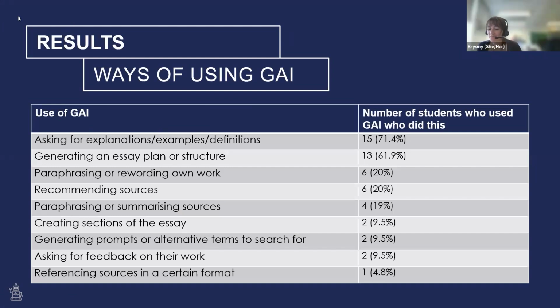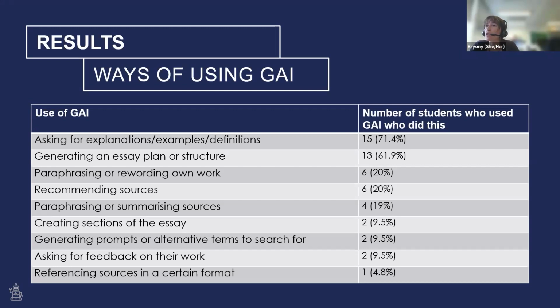Okay, thank you, Heather. So in terms of the ways that the students actually use the GAI, we've got a table here which just lists some of the most common uses. So asking for an explanation, a definition, or an example was by far and away the most commonly used one, although actually also followed by generating an essay plan. So these two were probably the most used of all of those types of use.